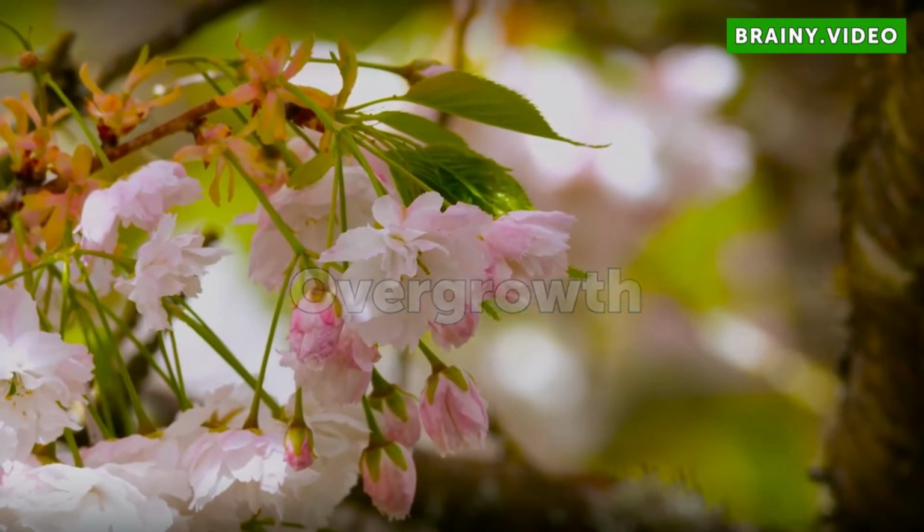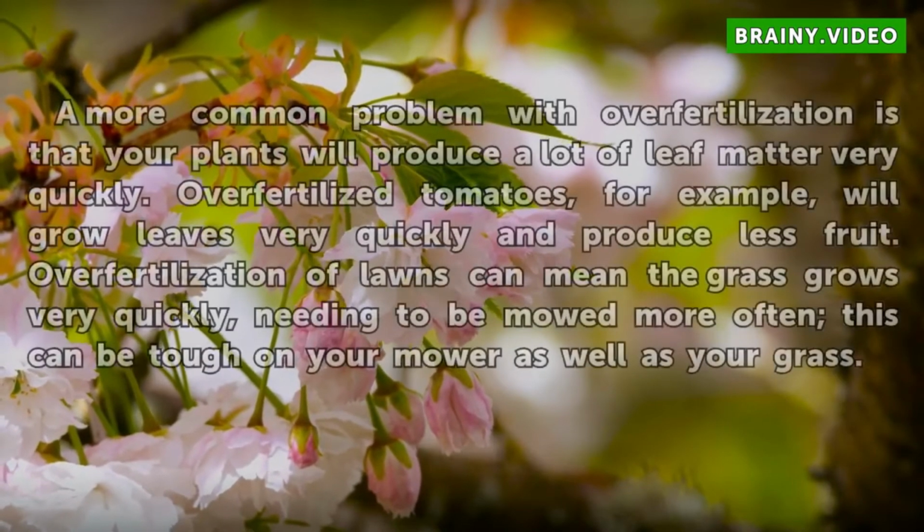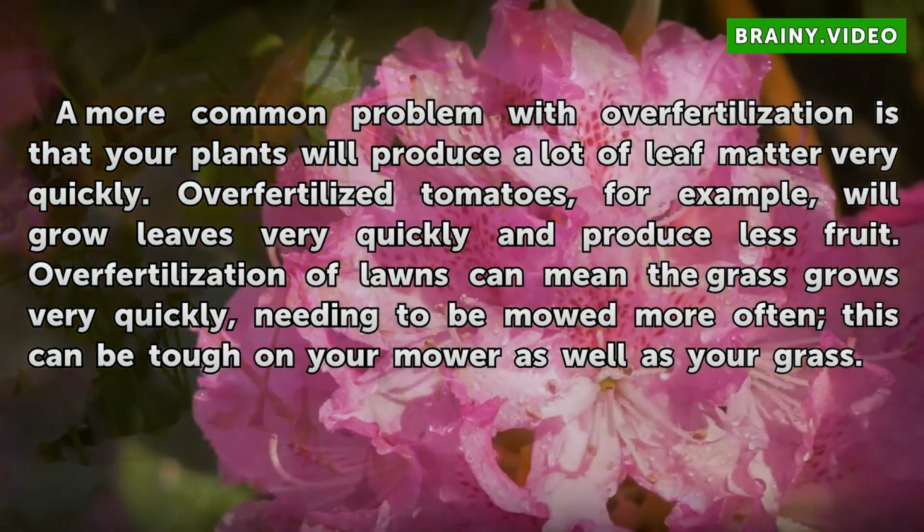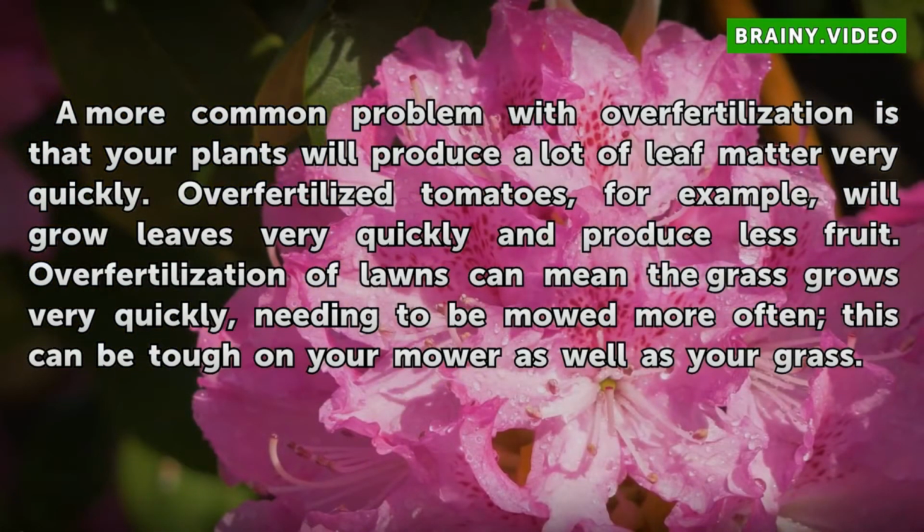Overgrowth. A more common problem with overfertilization is that your plants will produce a lot of leaf matter very quickly. Overfertilized tomatoes, for example, will grow leaves very quickly and produce less fruit. Over-fertilization of lawns can mean the grass grows very quickly, needing to be mowed more often. This can be tough on your mower as well as your grass.